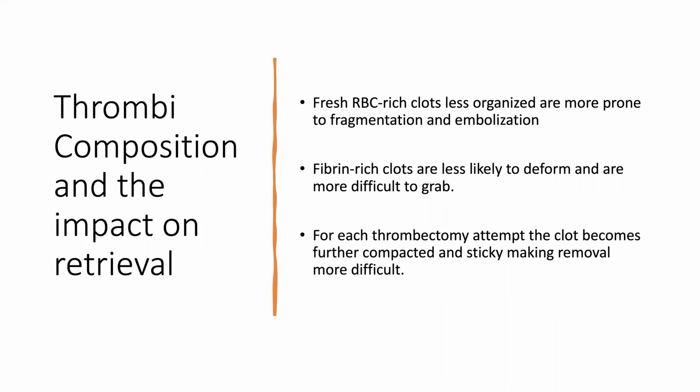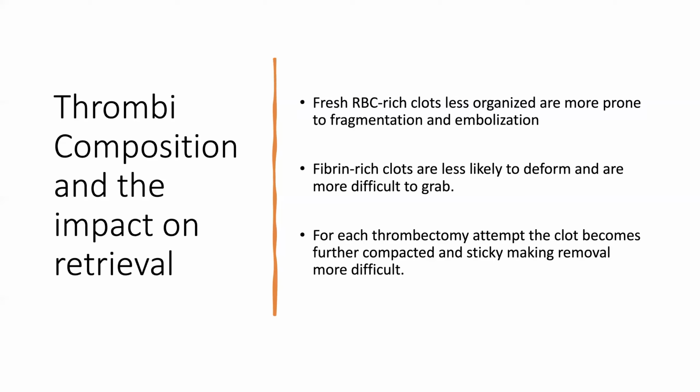So the other thing with thrombi composition and impact to retrieval, so fresh RBC clots are less organized. When you're doing a thrombectomy, they're more prone to fragmentation and distal embolization. Fibrin-rich clots, they're less likely to deform, so you probably need a very large guide catheter or suction catheter to get those out because they aren't going to deform into the catheter. They're also more difficult to grab, so you can't get integration of the stent retriever with the fibrin-rich clots.